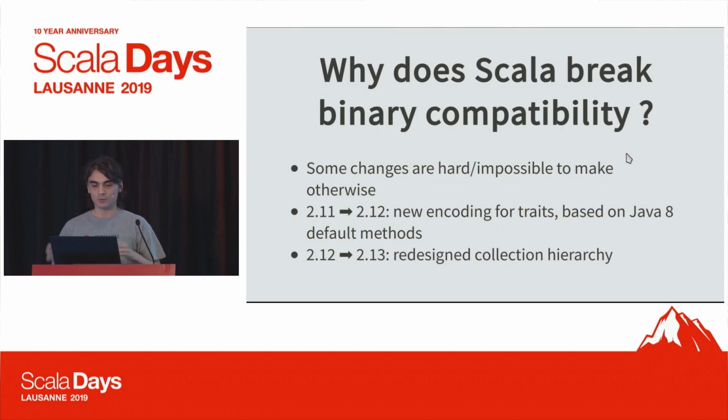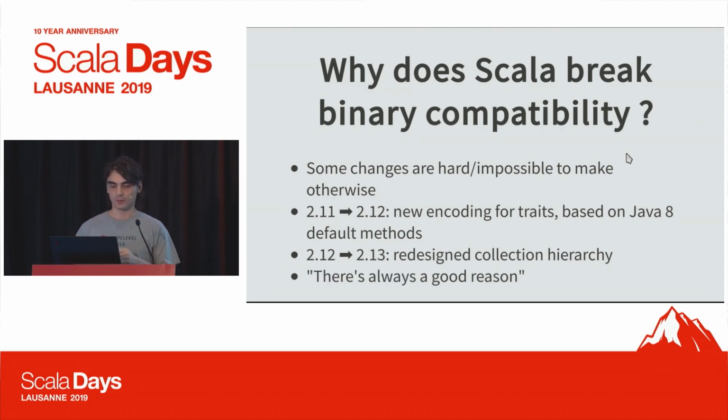And from 2.12 to 2.13, the main reason for breaking binary compatibility was not at the level of the language itself, but at the level of the standard library, where the standard collection was redesigned, and in particular the hierarchy of classes, which is basically impossible to change without breaking binary compatibility due to how the JVM works. Okay, but yeah, there's always a good reason, basically.